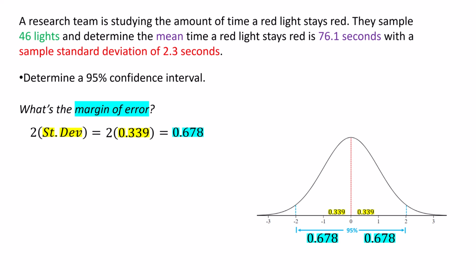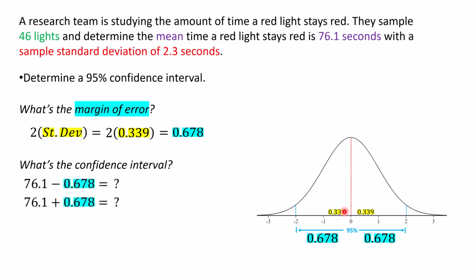Now it's time to actually calculate that confidence interval. What is it going to be? We're going to start with our average, which was 76.1. That was in the middle. So we put it right here, and we're going to subtract our margin of error and also add it. That'll give us that low number here and that high number here. So here are our values: 75.422, 76.778. That's going to be in seconds, and that gives us our actual confidence interval.